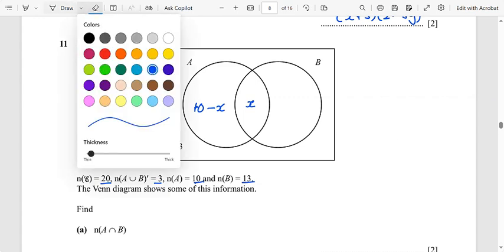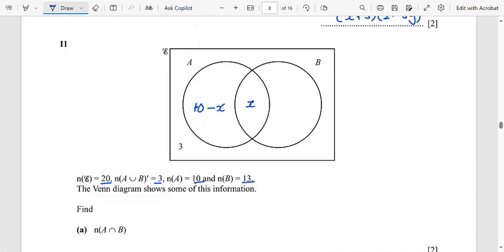Now, set B has 13 elements. So set B is the whole of circle B, and there are 13 elements there altogether. So of the 13 elements, the total in set B, we remove X elements that are found on the intersection, because at the end of the day, in this region we should have elements that are found in B only and not on the intersection.